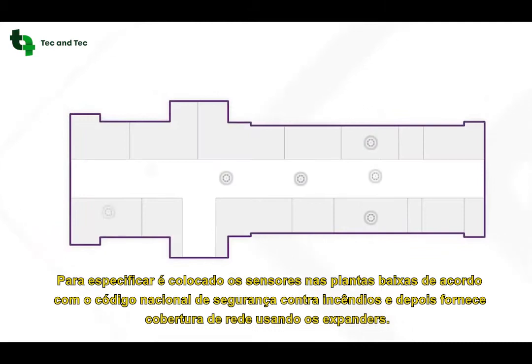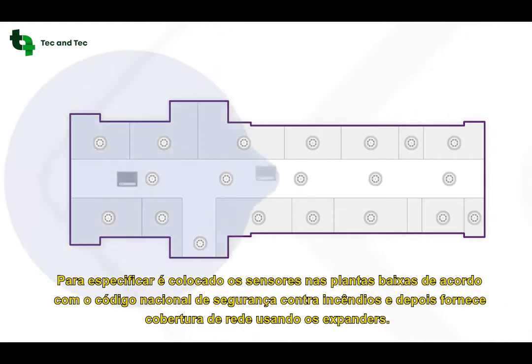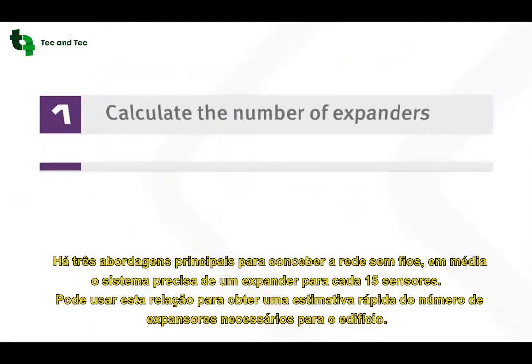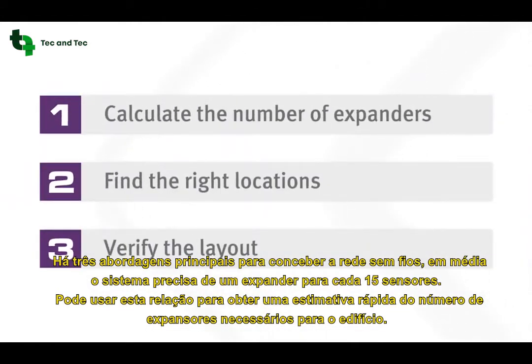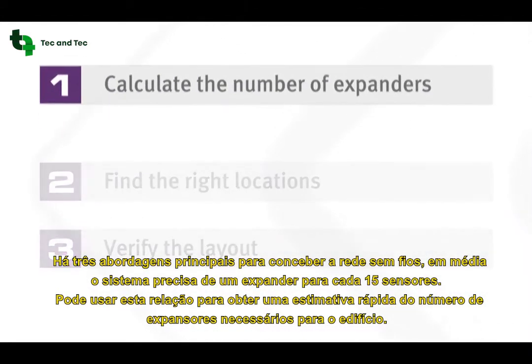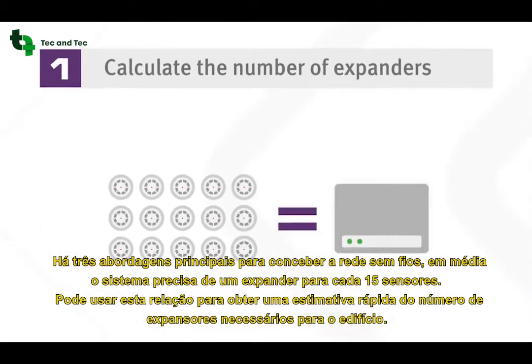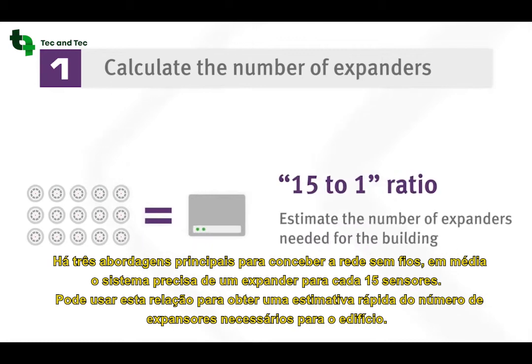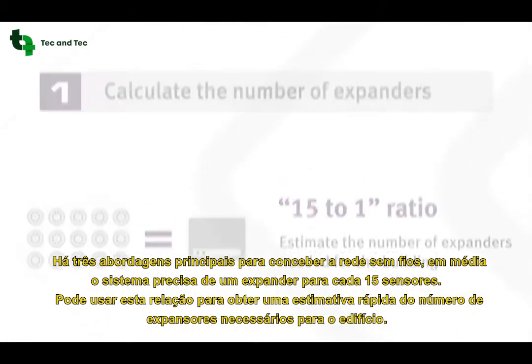Your job as a specifier is to put the sensors on the floor plans according to the National Fire Safety Code, and then provide them with network coverage using the expanders. There are three main approaches to designing the wireless network. On average, the system needs one expander for every 15 sensors. You can use this ratio to get a quick estimate of the number of expanders needed for the building.